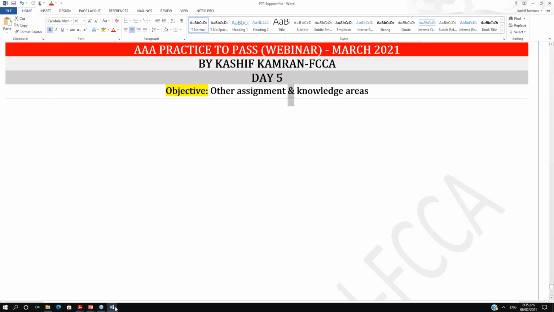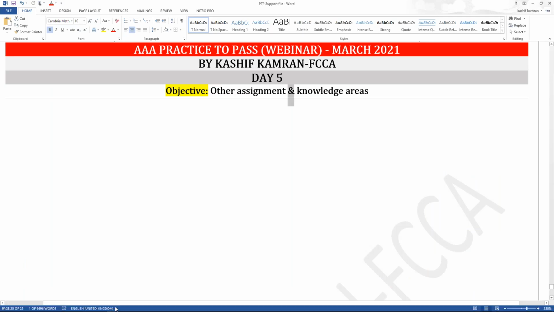Now I'm taking on my Word file as I do every day. I hope you can see the Word file in front of your screen, and this is the Word file for the 5th and the final day. Let's see what we have in store.